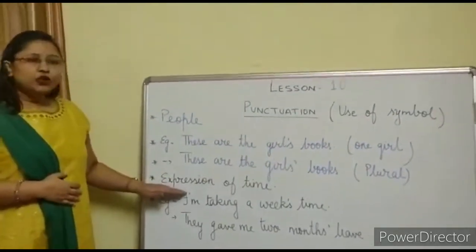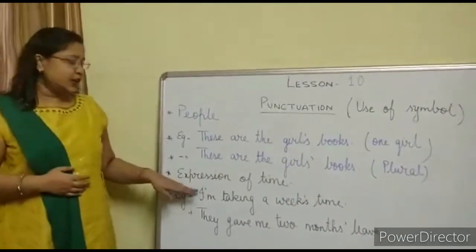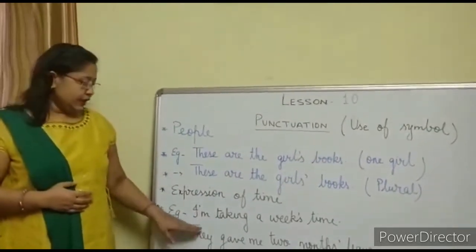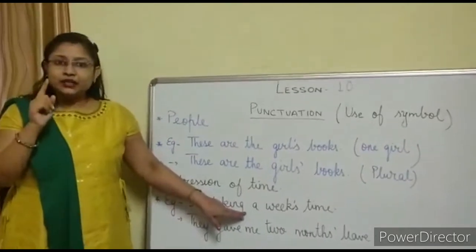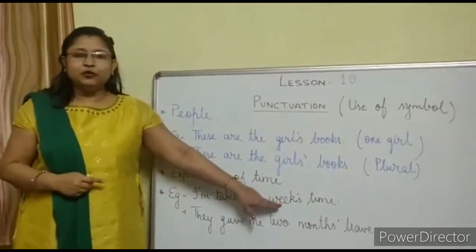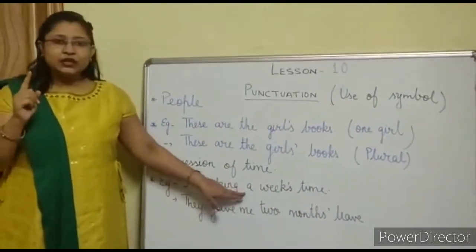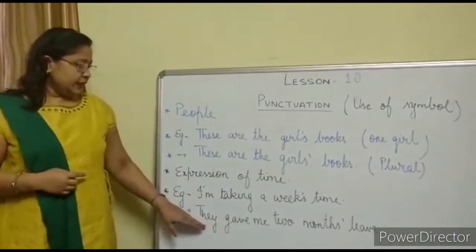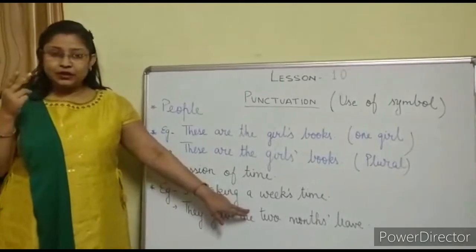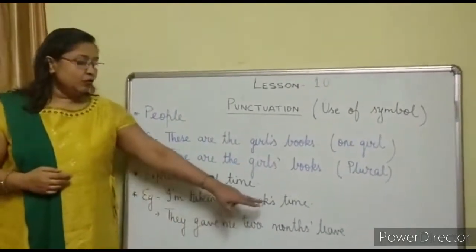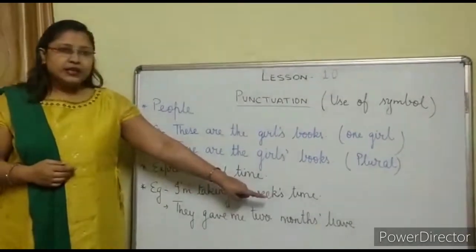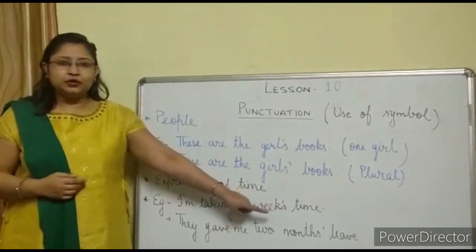Now the fourth place where we use apostrophe is with the expression of time. Here also students, singular and plural. I am taking a week. That means 1 week, so the apostrophe is before S. I am taking a week's time. And in the plural case, they gave me 2. 2 means plural. They gave me 2 months' leave. So again, after S, we have given the apostrophe.